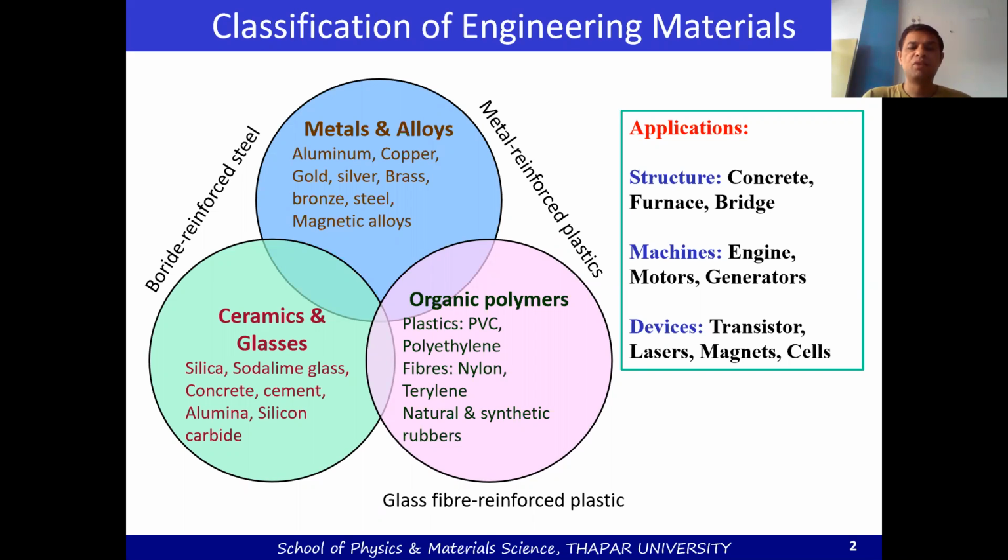Silicon carbide, this is also a very important category of ceramic material that can withstand very large temperatures, as high as 4000 degrees centigrade, and it is also very hard. So when it comes to making cutting tools, generally the carbides are used. Ceramics and glasses could be crystalline or it could be amorphous.